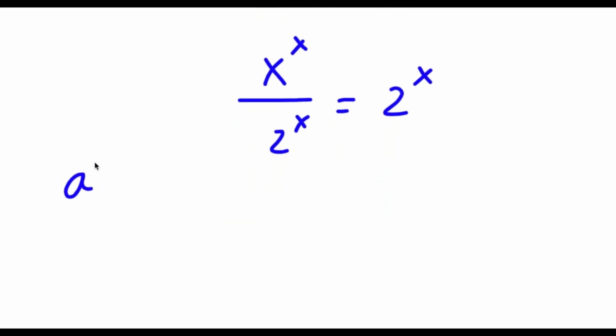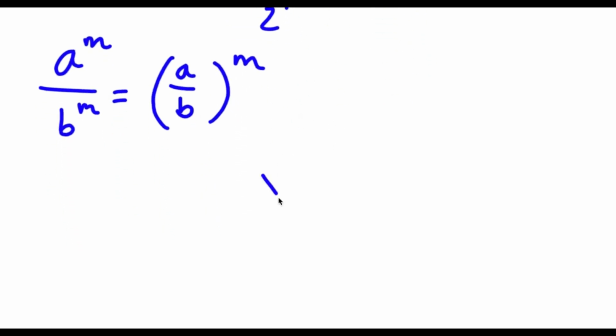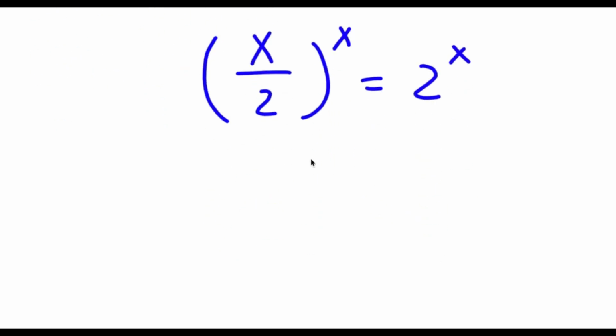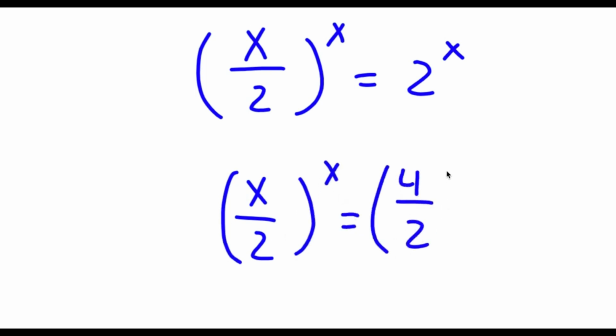Now if I have something in the form a to the power of m over b to the power of m, this is the same thing as a over b to the power of m. So x to the power of x over 2 to the power of x, that's going to be x over 2 to the power of x, which is equal to 2 to the power of x. Now 2, this is the same thing as 4 over 2. So now I have x over 2 to the power of x is equal to 4 over 2 to the power of x.